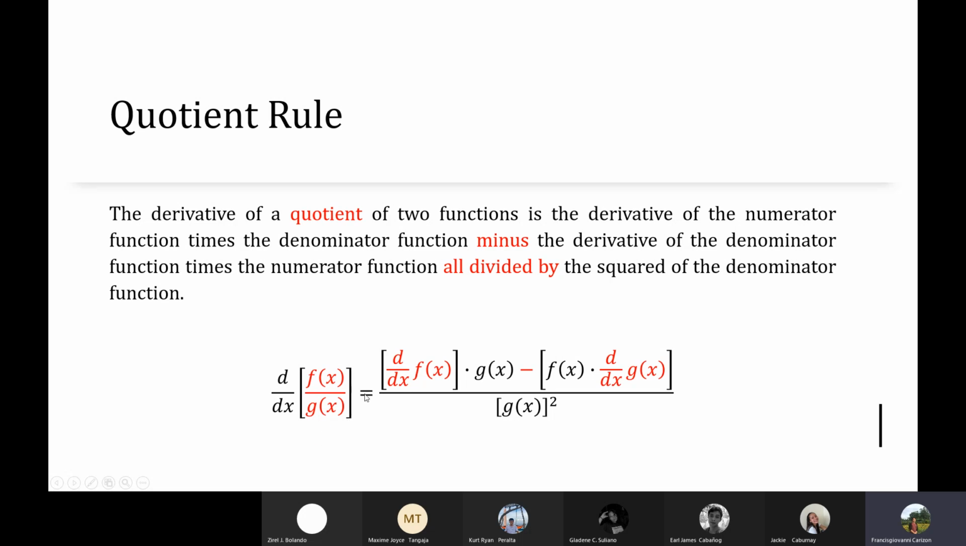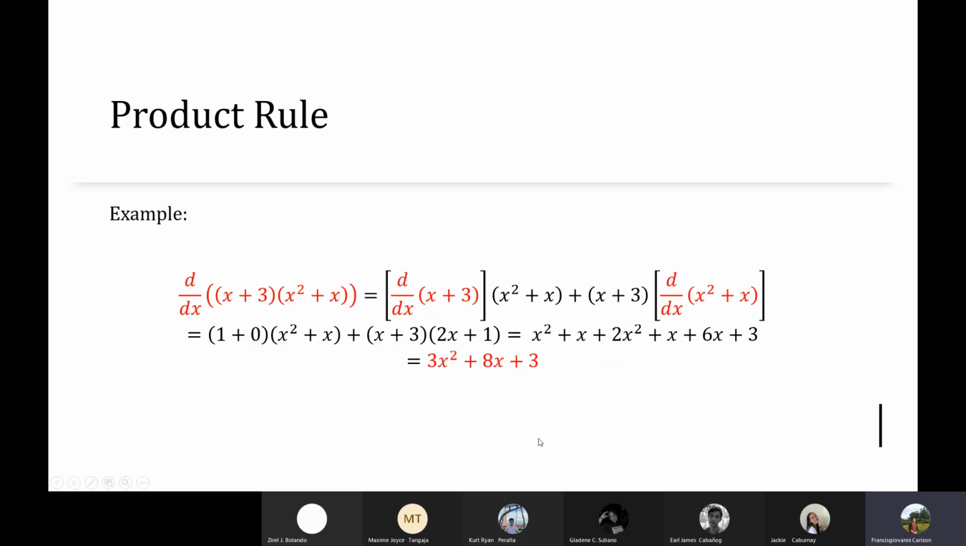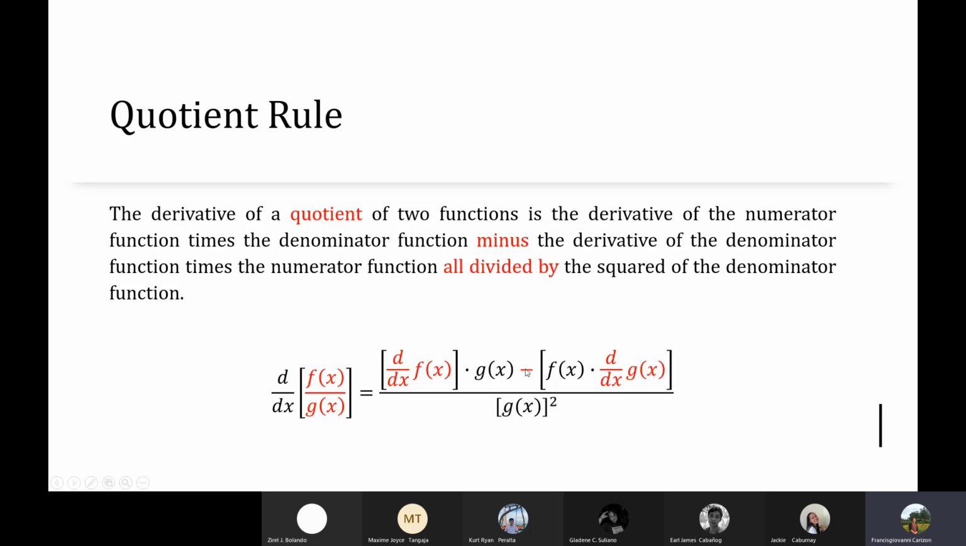So the derivative is: differentiate the first function times the second function, or the denominator, original and not differentiated, like the product rule. But in this case, instead of plus we use minus. Then switch sides: copy the first function, then differentiate the second function. Note that the numerator in this quotient rule order does not change. The first step is to differentiate the numerator times copy the denominator, minus copy the numerator times the derivative of the denominator.